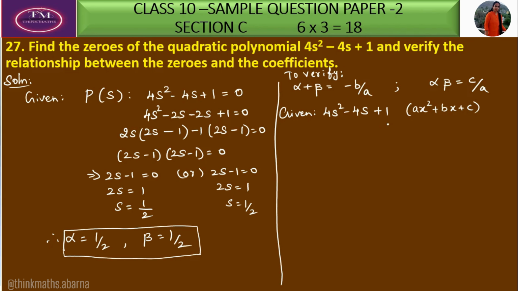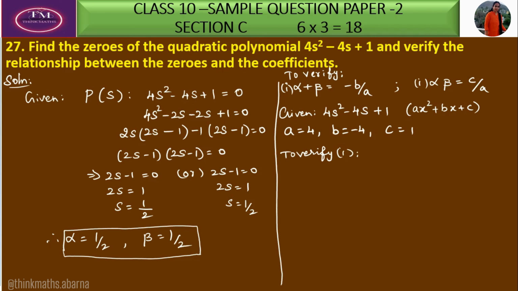So 4 is equal to a. That means a is equal to 4, b is equal to minus 4. So this equation is in s. The general quadratic equation will be in x, but instead of x, s is given. So b will be equal to minus 4. C will be equal to 1. Now we have to verify the first relation. Okay, so we have to verify the first one.